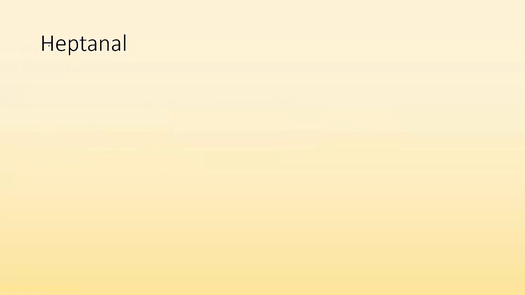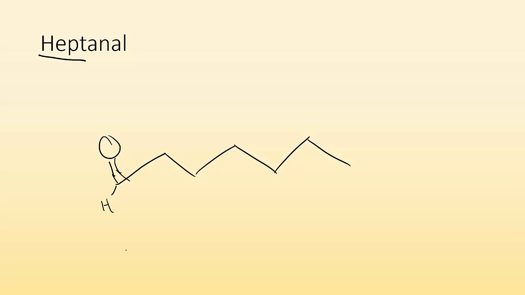All right, how do I draw heptanal? Well, hept tells me that there's 7 carbons. So 1, 2, 3, 4, 5, 6, 7. And I know that there's going to be a double bond O on an end carbon. So I can do this. And if I'm feeling crazy, I can also do this. Right? That's heptanal right there.